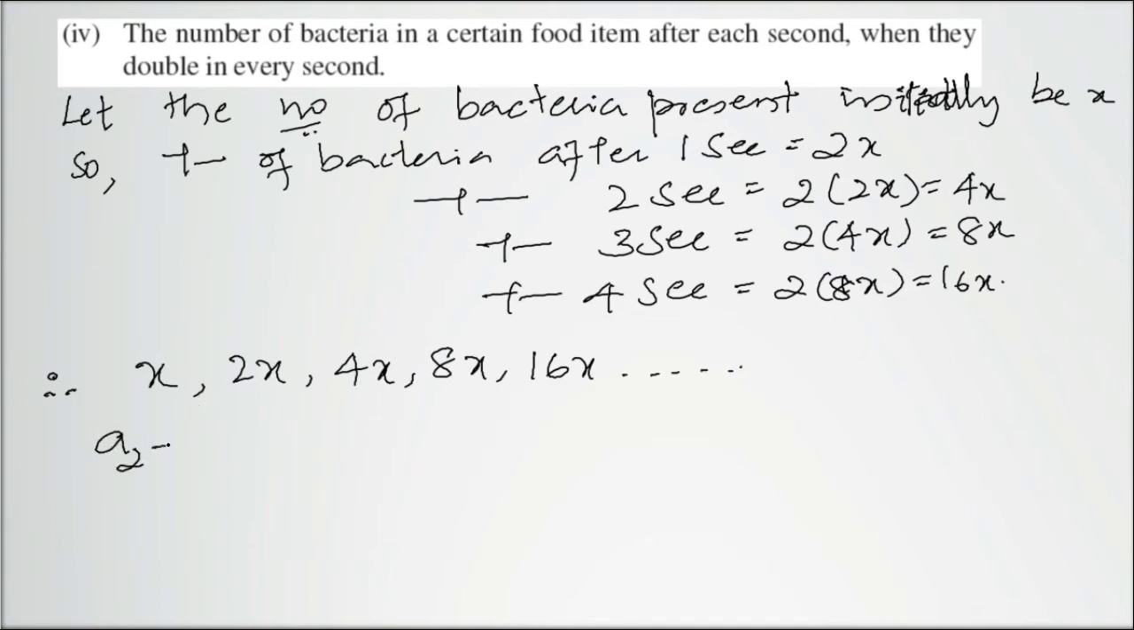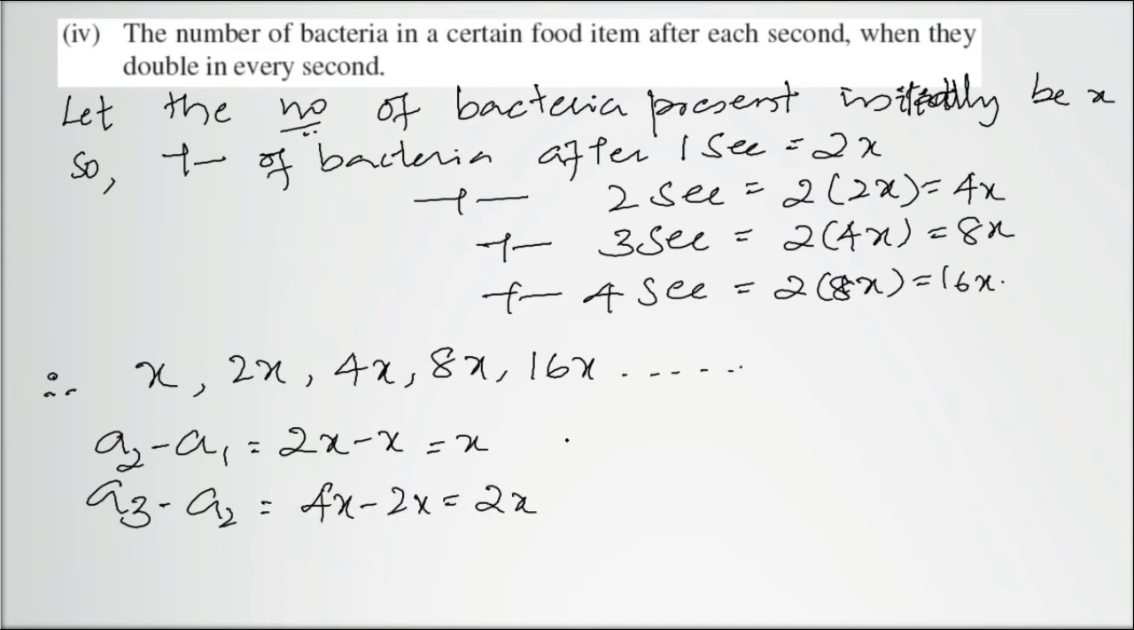Here what will be a2 minus a1? It will be 2x minus x, nothing but x. If you consider a3 minus a2, it will be 4x minus 2x, which will become 2x. Here no common difference.